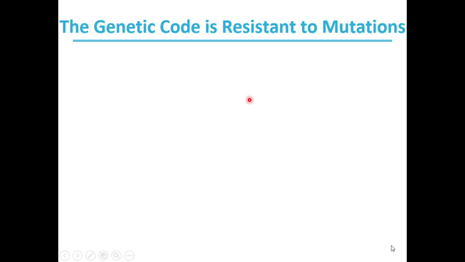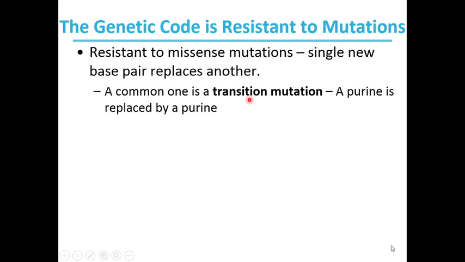The genetic code plays an interesting role in safeguarding the genomic integrity of every living organism. Evolution did not produce a code in which codon assignments appear at random. Instead, the code is strikingly resistant to the deleterious effects of the most common kinds of mutations. The most common kinds of mutations are called missense mutations, in which a single new base pair replaces another. However, the genetic code is resistant to missense mutations.